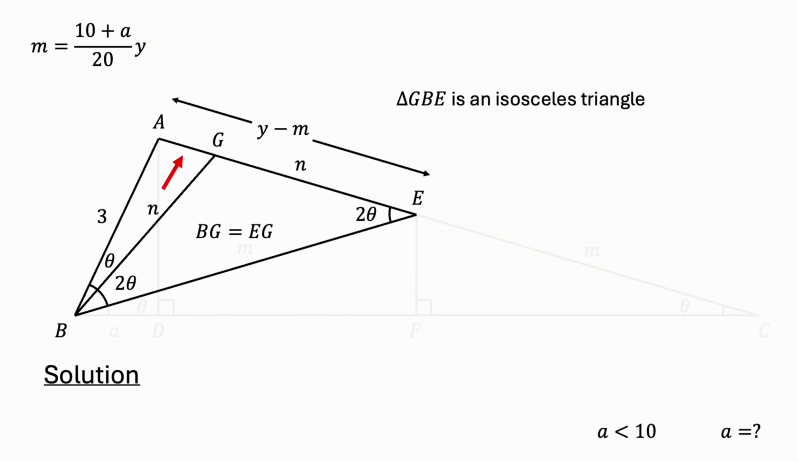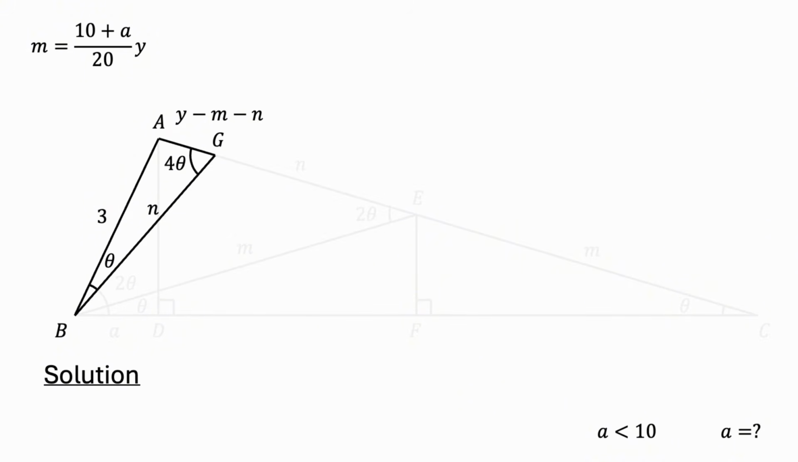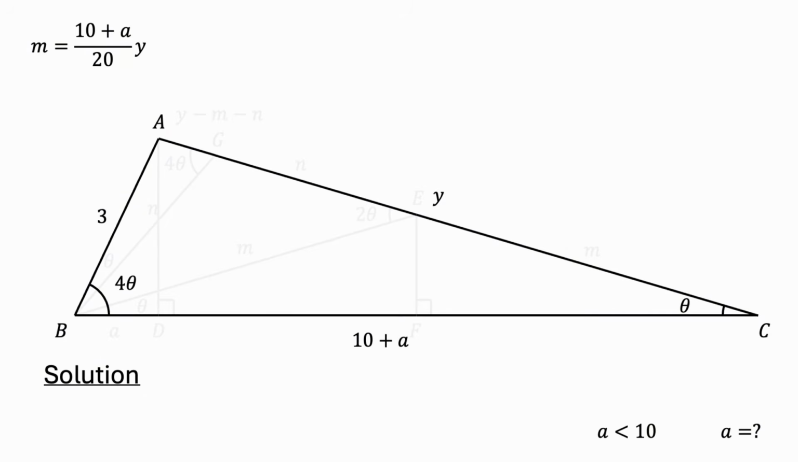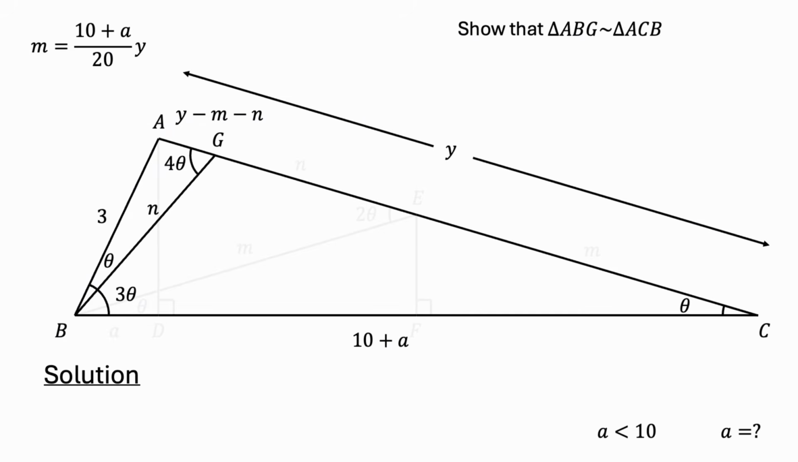Then the length of AG equals y minus m minus n, while angle BGA, which is an exterior angle of triangle GBE, equals 2 theta plus 2 theta, or 4 theta. Next, consider triangle ABG and triangle ACB. Let us show that these triangles are similar. Since angle ABG equals angle ACB equals theta, and angle BGA equals angle CBA equals 4 theta, by the AA similarity theorem, the two triangles are similar.